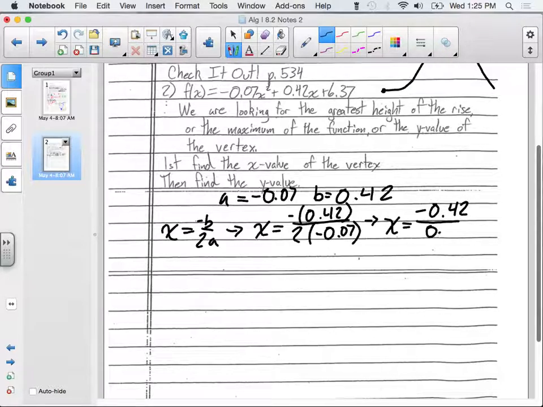Just a 0.14. Negative. Negative, there we go. All right. So it's negative 0.42 divided by negative 0.14. An easy way to think of it is how many 14s are in 42? 3. So this one should be x equals 3.